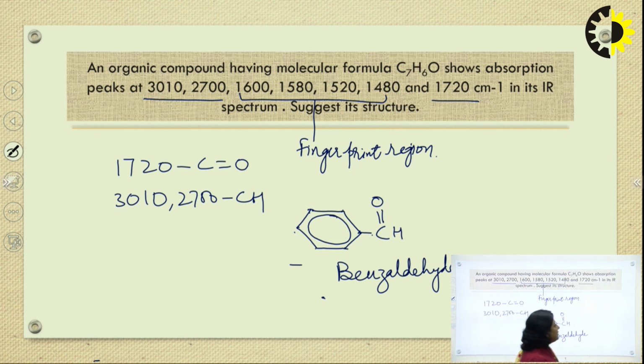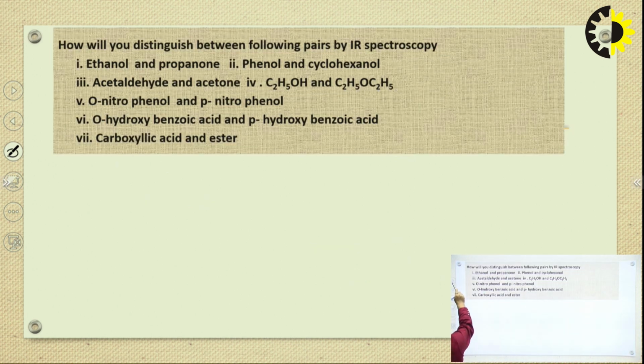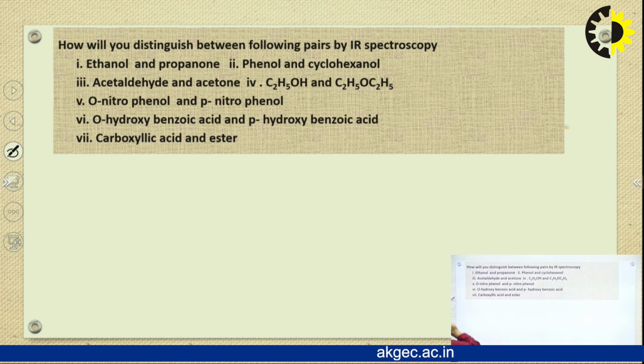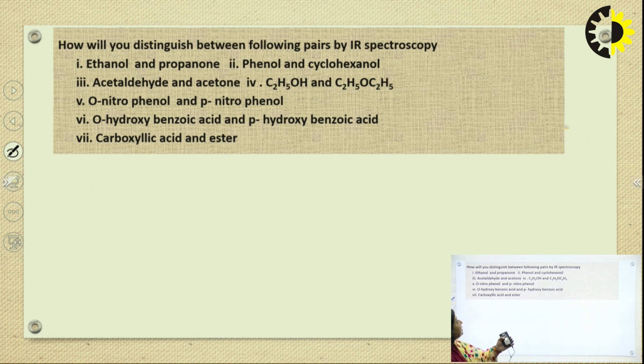So here it is. What again we have to find out. We have to learn the basic structures of all these. Now this kind of question: how will you distinguish between the following pairs using spectroscopy? Number 1, ethanol and propanol.